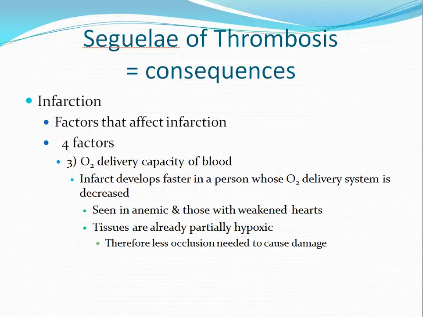Another factor is the oxygen delivery capacity of the blood. An infarct will develop faster in a person whose oxygen delivery system is already reduced. This is seen in people who are anemic and people with weakened hearts. The tissues are already partially hypoxic, so it will take less of an occlusion in order to cause damage.